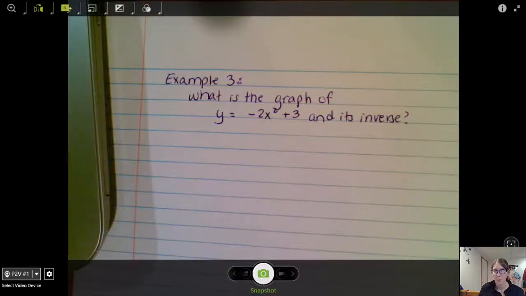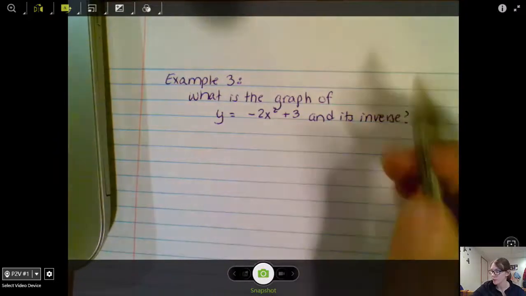The last type of problem we're going to look at for now is looking at graphs of a function and its inverse. Remember as we go through this that an inverse of a function isn't always a function itself. And we'll actually see that in this case. So we're going to look at what is the graph of y equals negative 2x squared plus 3 and also its inverse.